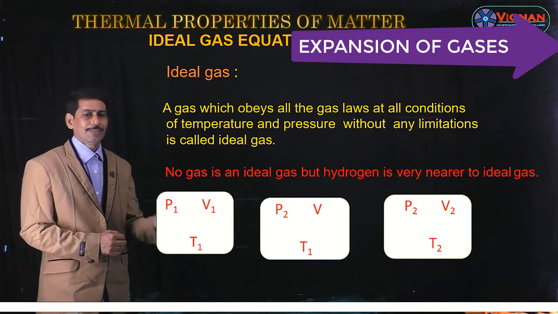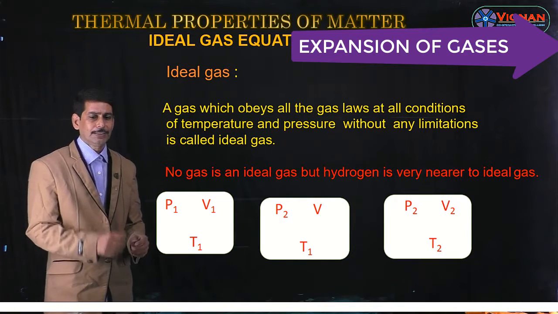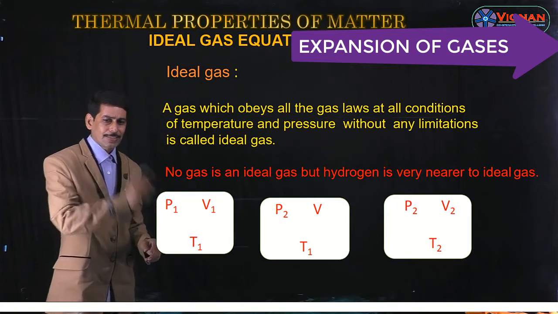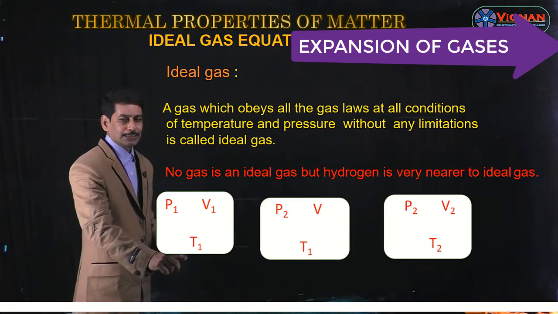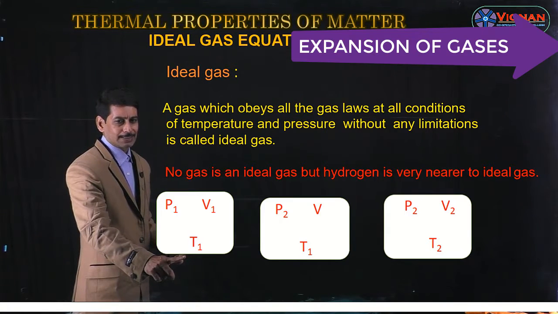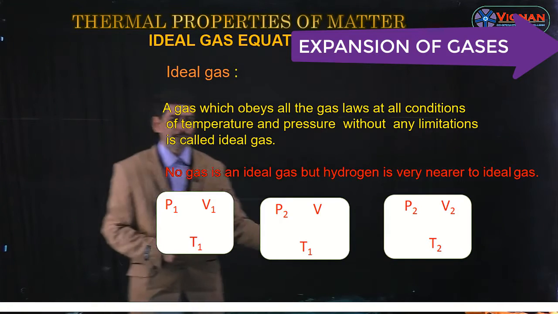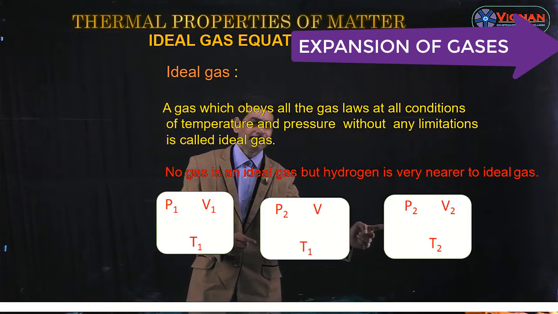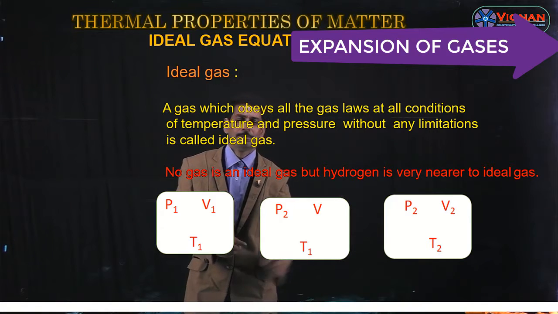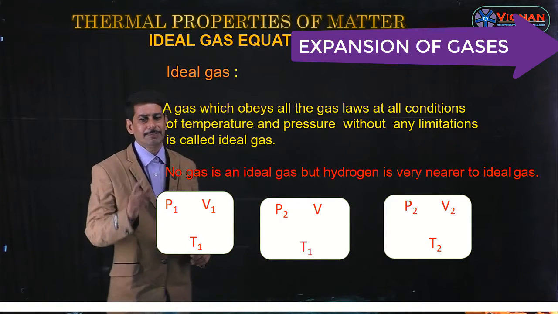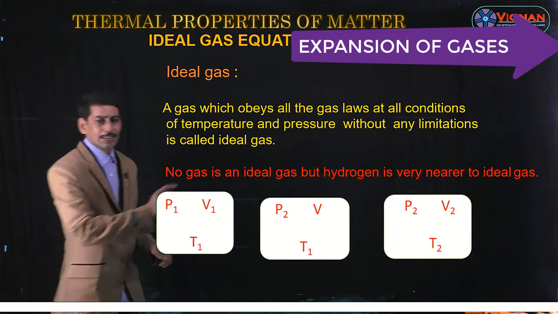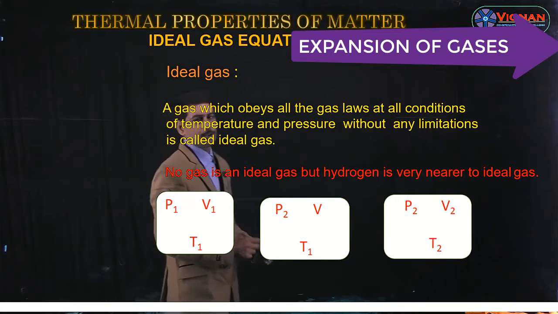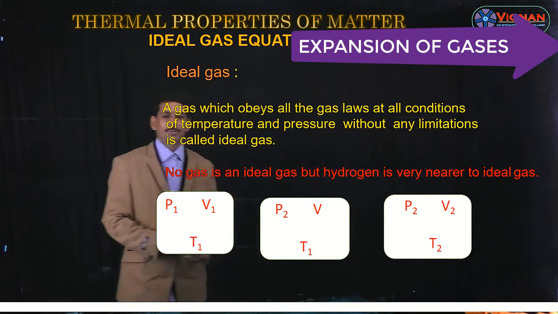Now we will derive the ideal gas equation. For that, consider two stages. In the first stage the pressure of the gas is P1, the volume of the gas is V1, and T1 is the absolute temperature of the gas. In the second stage the pressure is P2, the volume is V2, and T2 is the absolute temperature of the gas respectively.